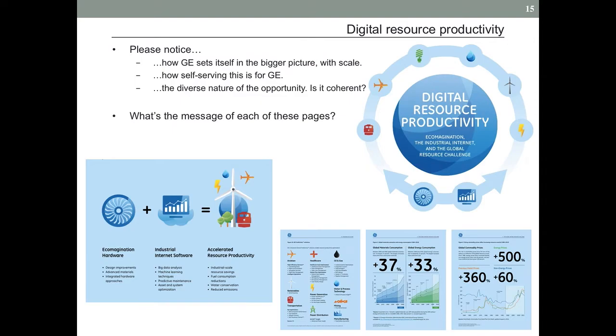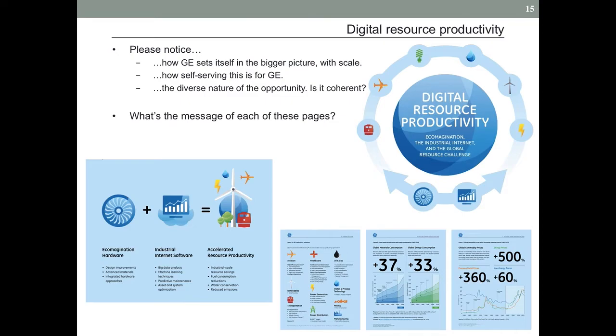And we'll look at GE's notion of digital resource productivity. Just a few notes here, and then this little pamphlet almost. It's somewhere between a think piece, a white paper, and honestly, a marketing brochure. But I want you to ask just a few questions about it. See how GE sets itself and its notion of digital resource productivity in a bigger picture, using scale quite a bit. There are a lot of numbers in here.